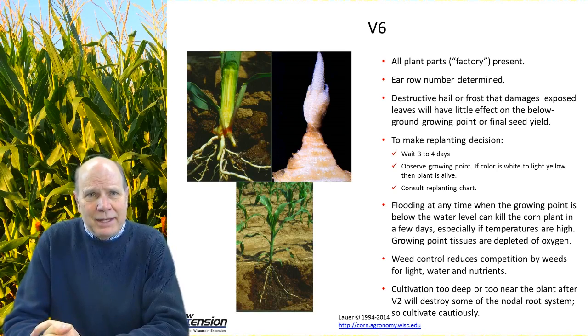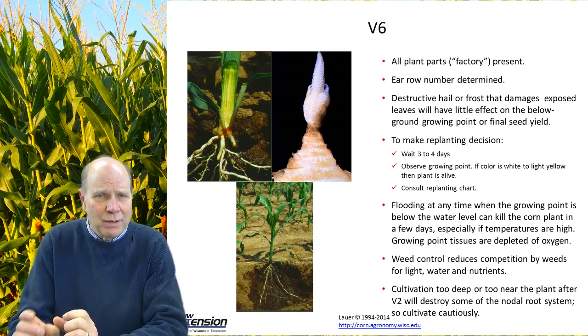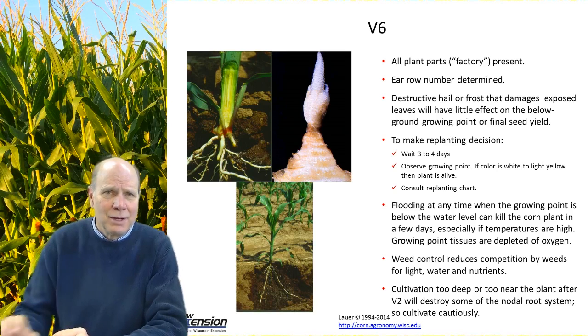Now, by the time the plant gets to the V6 stage, or has 6 leaf collars on the plant, you can see there's basically all the parts there on the plant. The ear hasn't quite developed, but the ear shoot primordia, that's just the start of that ear, is already starting to develop within some of these leaf tissues here.